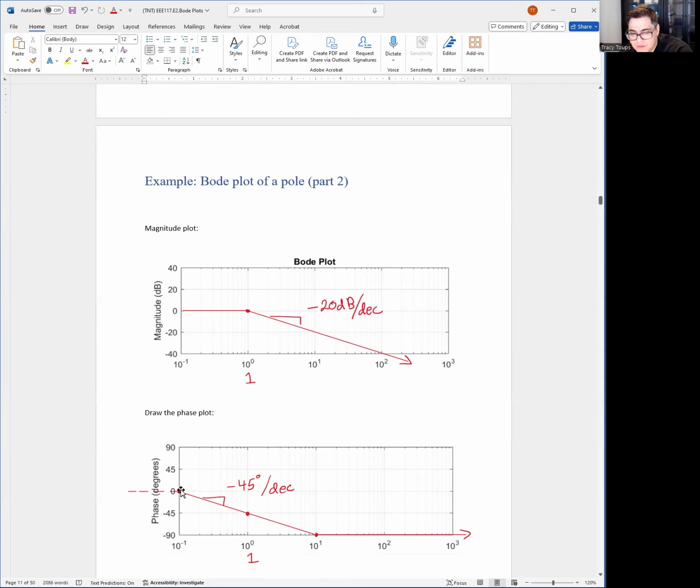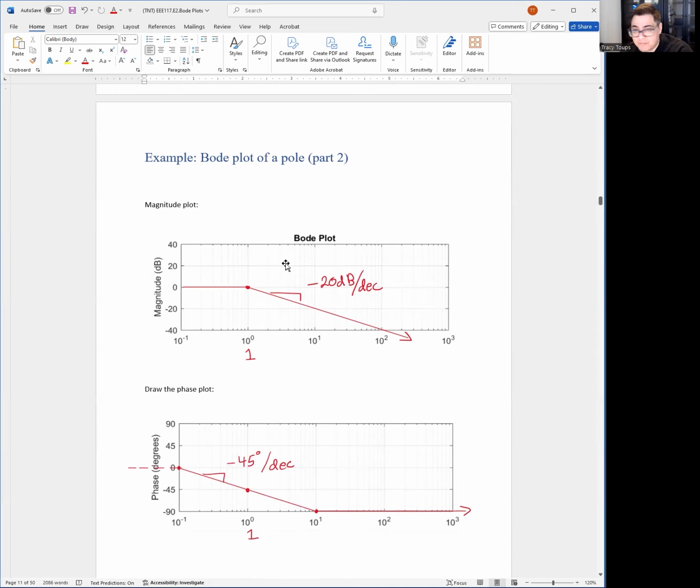Anything before is always 0. So I kind of drew a dotted line, just to represent it's always 0 before. Everything after is always -90. It's never going to change. So these are your 2 plots you would look for a pole at omega equals 1. Okay. So your Bode plot magnitude, Bode plot phase, in degrees. Okay.